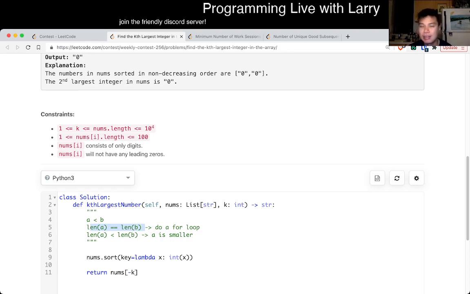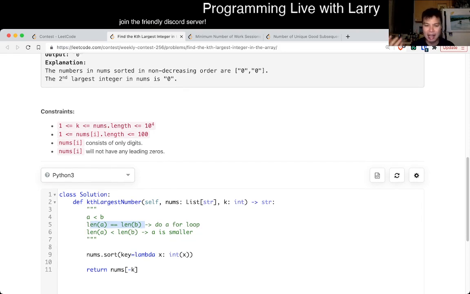Let me know how you did on this one. You can see me solve it live next, but also let me know what language you used and if that was a little bit more annoying for you. All right, watch me solve it up next.